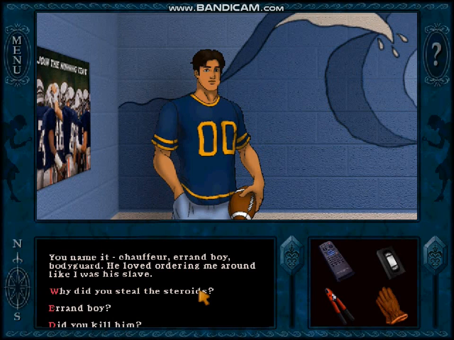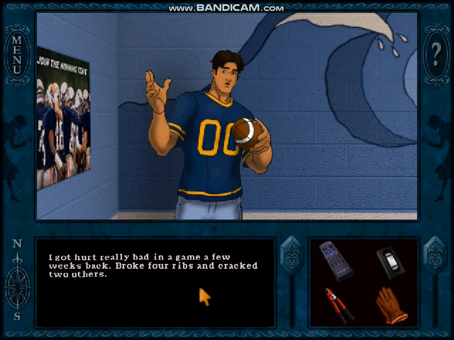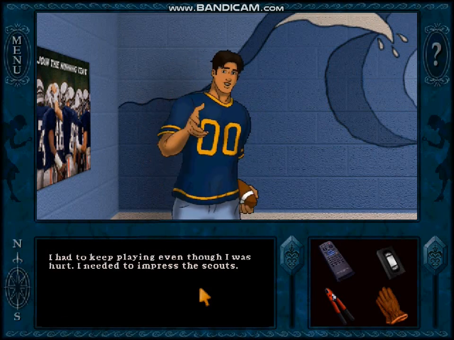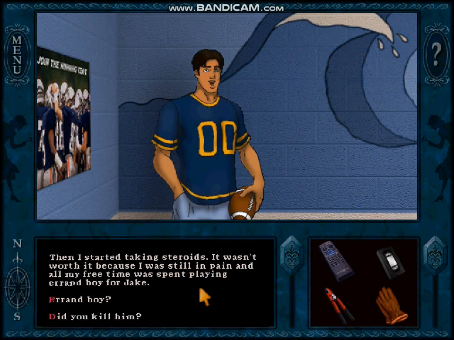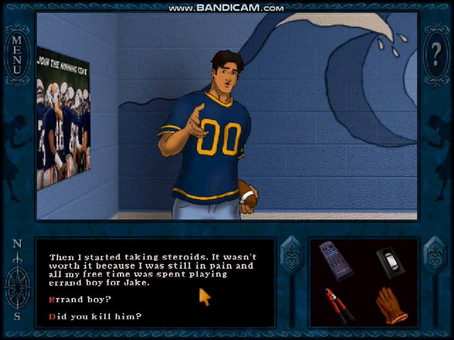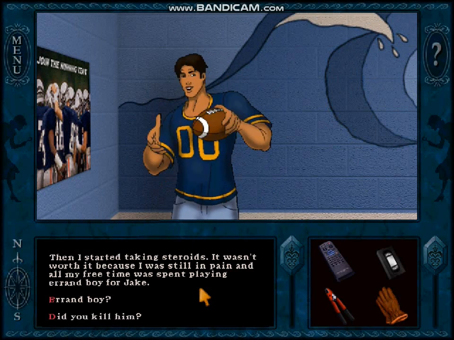Why did you steal the steroids? I got hurt really bad in a game a few weeks back, broke 4 ribs and cracked 2 others. I had to keep playing even though I was hurt. Needed to impress the scouts. And then I started taking steroids. Wasn't worth it because I was still in pain and all my free time was spent playing errand boy for Jake.